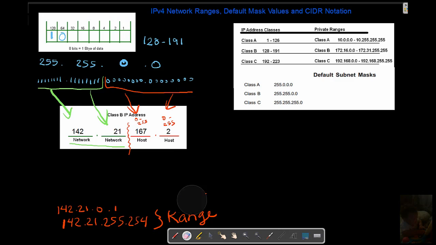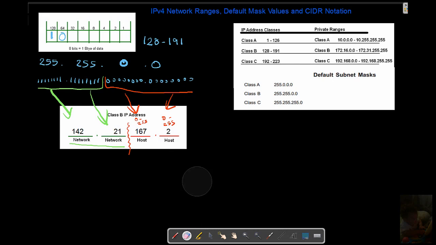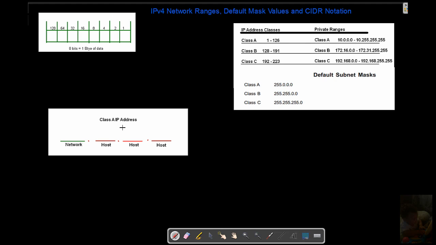Before we get to that concept, let's do one last example. We're going to look at a class A and see how that breaks down. We have a class A address here that we're going to look at. Class A addresses are network, host, host, host. Or in other words, they have mask values of 255, 0, 0, 0 by default, which we understand to be 1, 2, 3, 4, 5, 6, 7, 8 bits on, 1, 2, 3, 4, 5, 6, 7, 8 bits off. That in a binary format is our mask value.